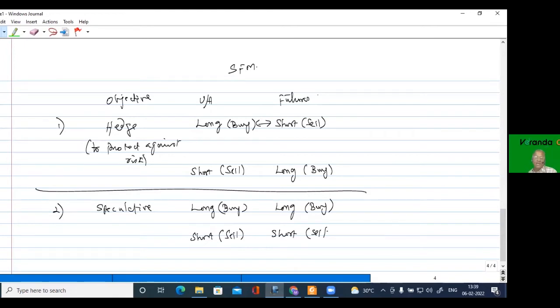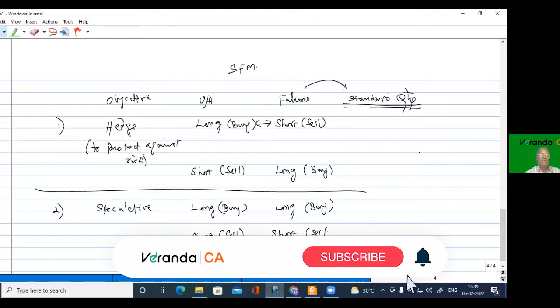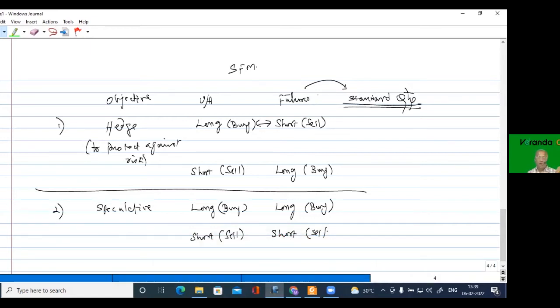The reason is that futures will always be on a standard quantity basis. Whereas in the case of options, for one underlying asset you can go for one option, call option or put option, depending upon the position you are taking. They are all available on a one-to-one basis, meaning any quantity you can buy. You can't buy any quantity, especially in futures. This is always a standard quantity.